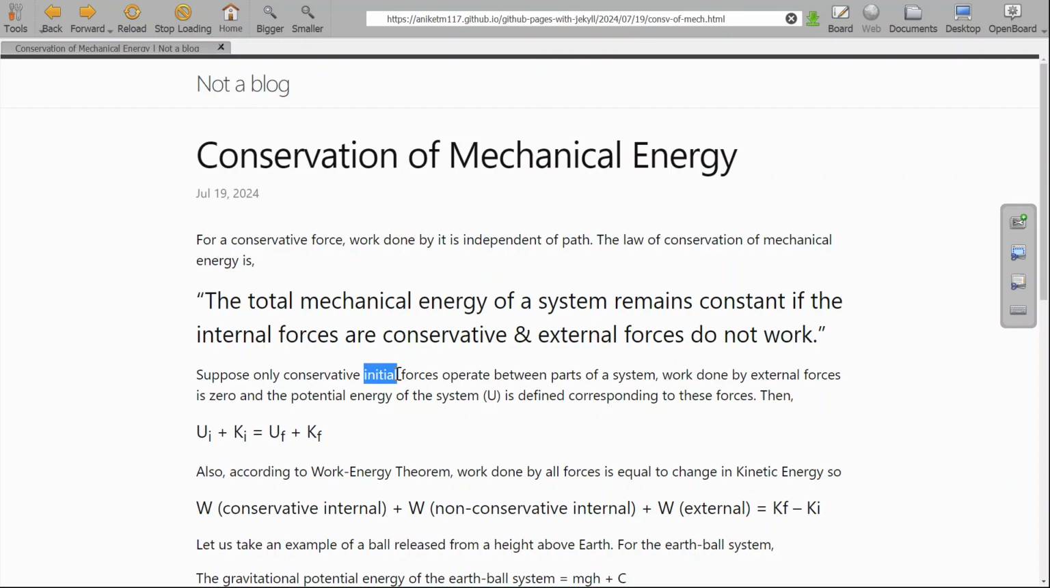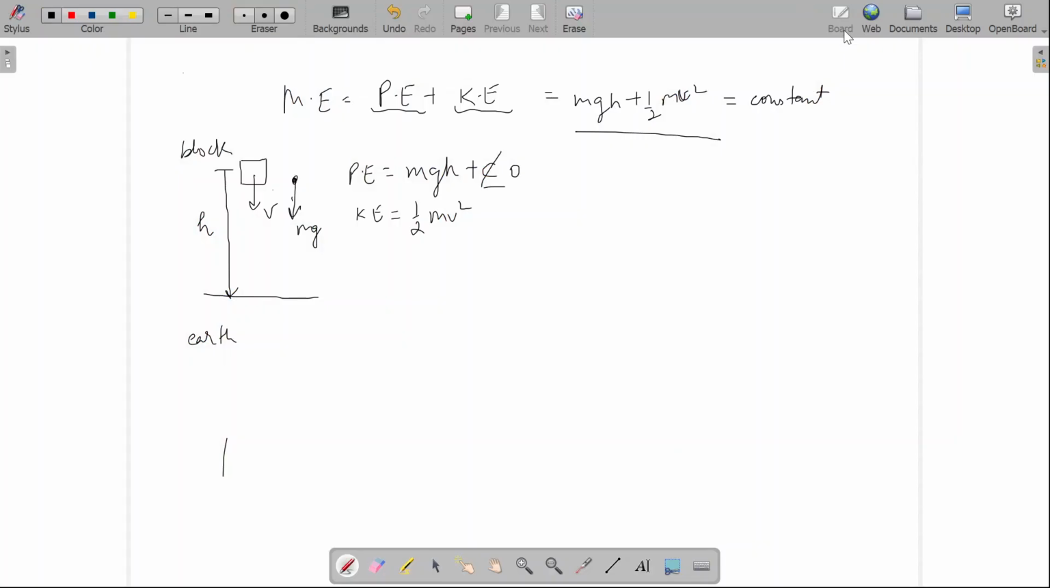Again, conservative internal forces operate between parts of the system, and work done by external force is zero. And we can associate a potential energy U with the system. Then we would say that the initial potential energy of the system plus the initial kinetic energy of the system is equal to the final potential energy of the system plus the final kinetic energy of the system.